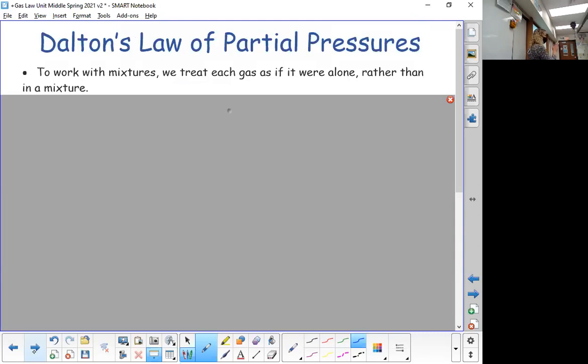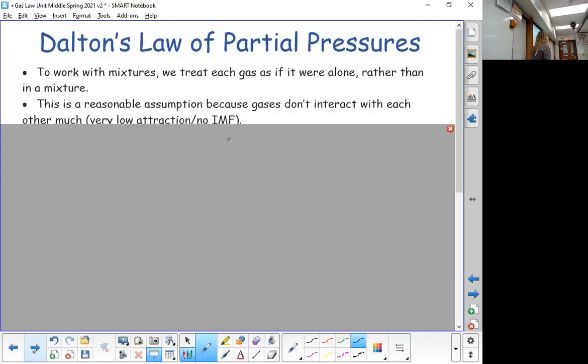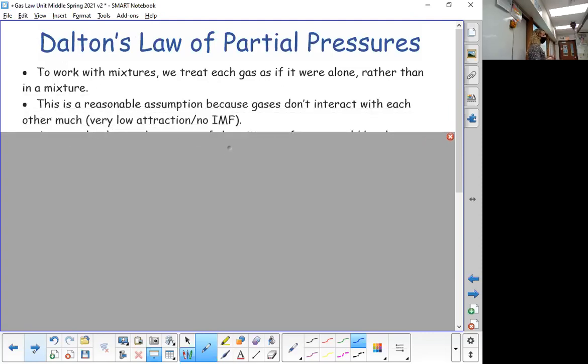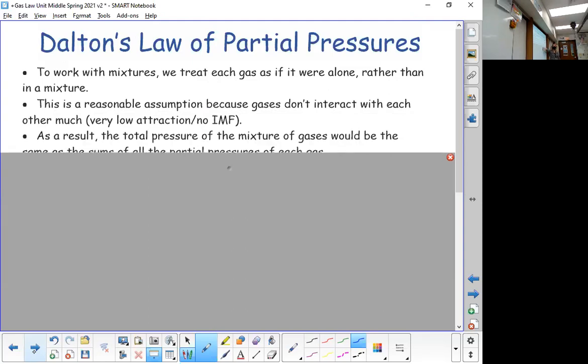So basically to work with mixtures, which most gases when made are, we just treat each gas as if it were alone, which is fine because gases really don't experience intermolecular forces. They don't really interact with each other, right? Kinetic molecular theory, which is one of our main theories of this unit, states that gases behave independently, they move randomly, they don't stick to each other. If they do stick to each other, they're behaving non-ideally, and when we do calculations, we're going to assume they're behaving ideally. So we're going to treat them as if they're much the same.